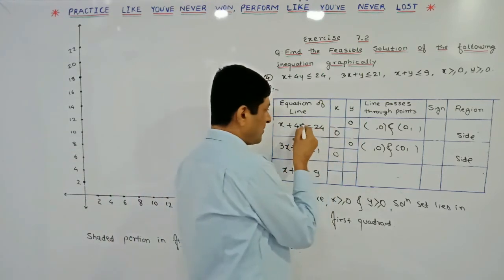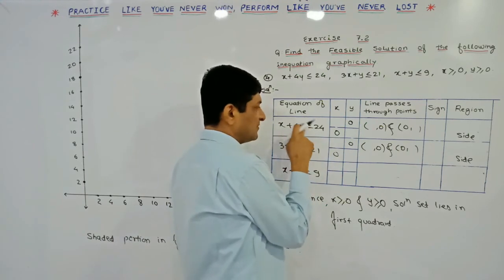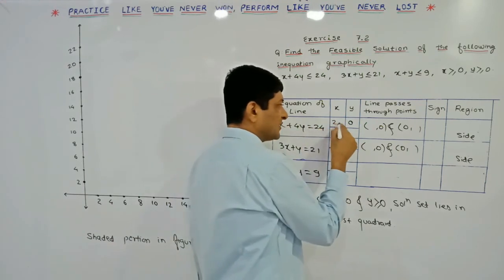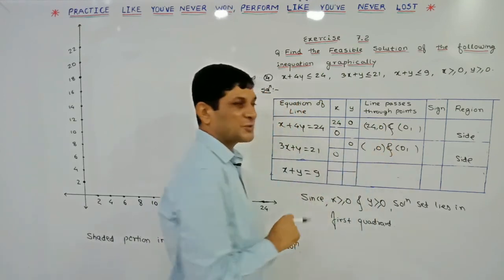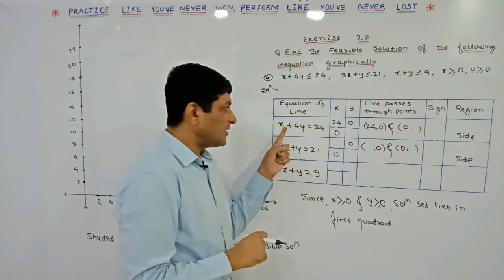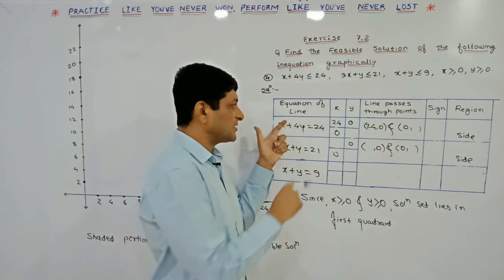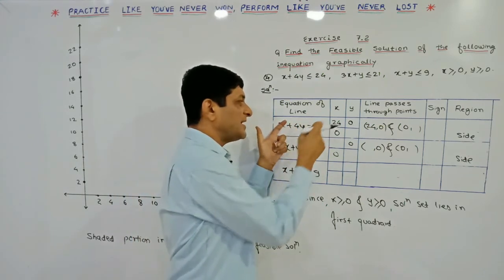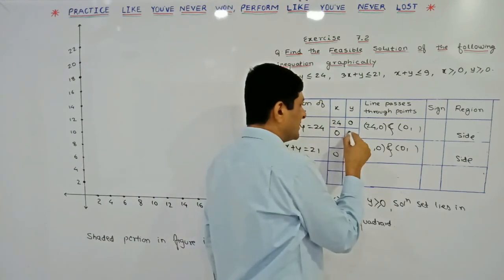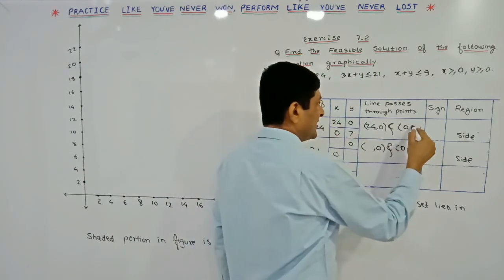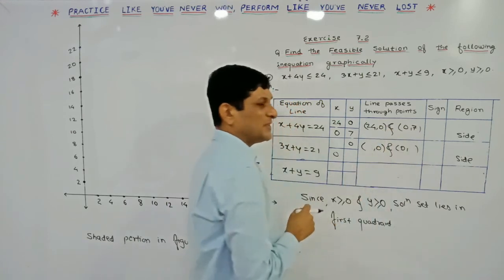Now to construct these lines, let us find the coordinates of 2 points on every line. So first substitute y = 0. This term will become 0 and we will get x = 24, meaning the coordinates of the first point on this line are (24, 0). Now if we substitute x = 0, what will we get? 4y = 24, which implies that y = 7. So the coordinates of the second point are (0, 7).